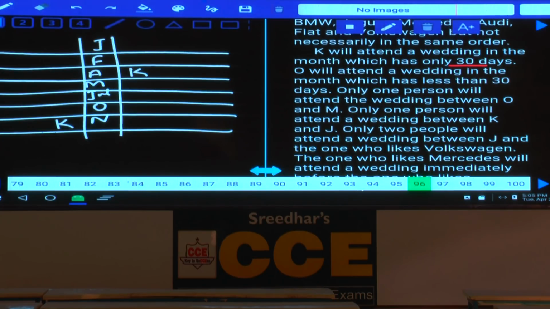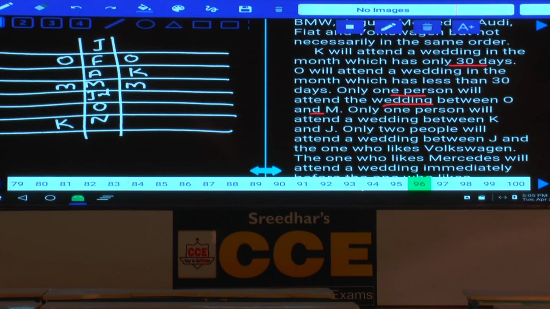Then O will attend a wedding in the month which has less than 30 days. O less than 30 days means only February, in both the cases only one. In the month which has less than 30 days, only one person will attend the wedding between O and M. Between O and M there must be exactly one. In both the cases M must be attended in the month of May.